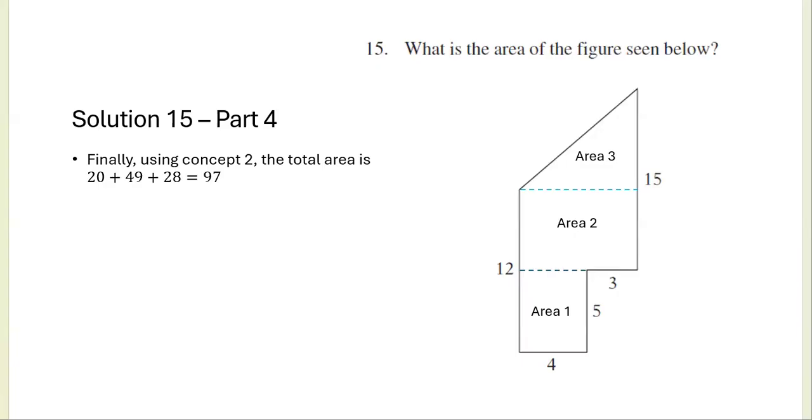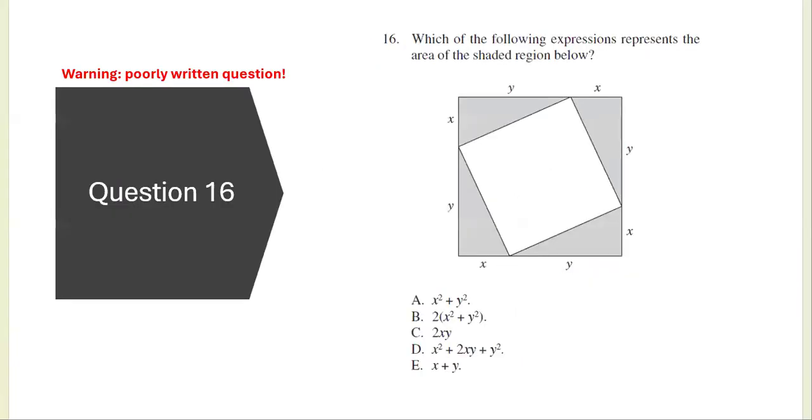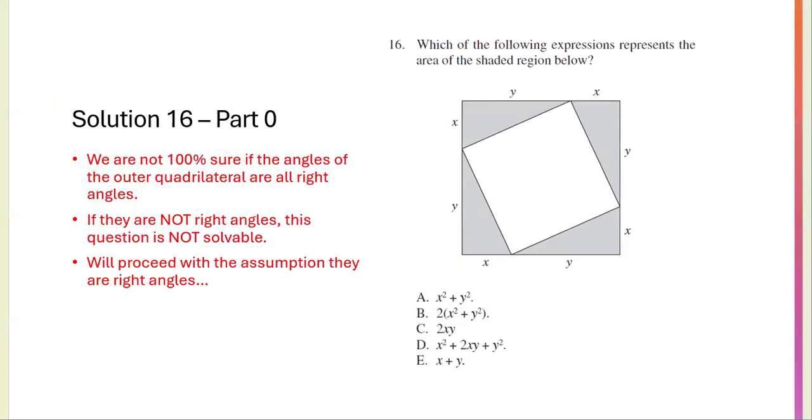Okay, so notice how this was a very bad question. Okay, here's another one, poorly written. Which of the following expressions represents the area of the shaded region below? Can you spot again why it's a poorly written question? We assume that these are right angles again. If they're not all right angles, this actually makes this problem not solvable at all. So we will assume, based on appearance, that these are perpendicular, okay?